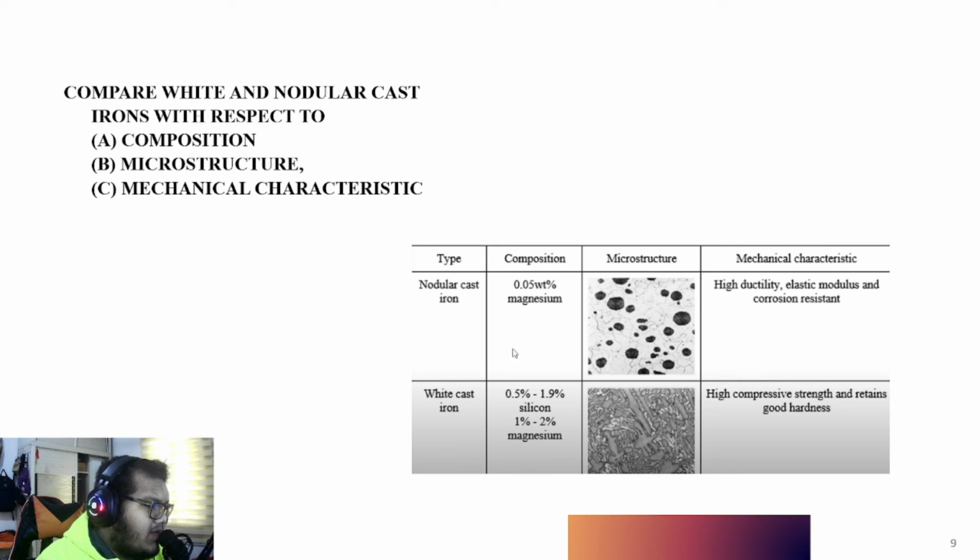For the white cast iron, the composition is 0.5% to 1.9% silicon and 1% to 2% magnesium. The microstructure is like this. And the mechanical characteristic is high compressive strength and it retains good hardness.